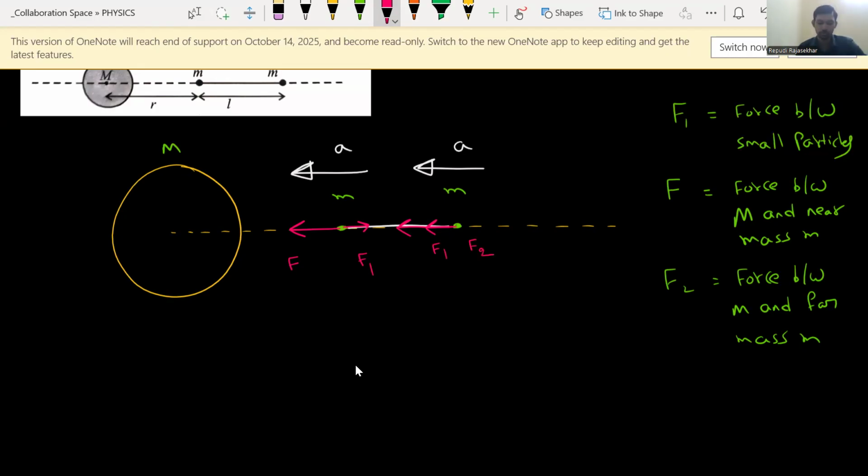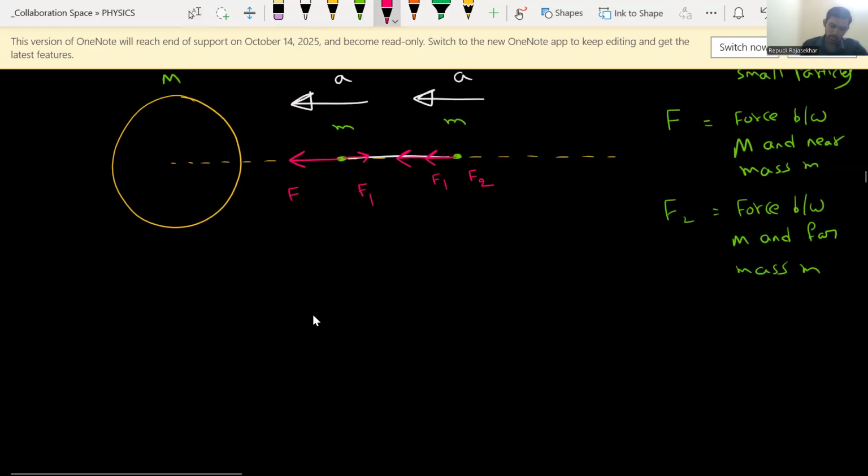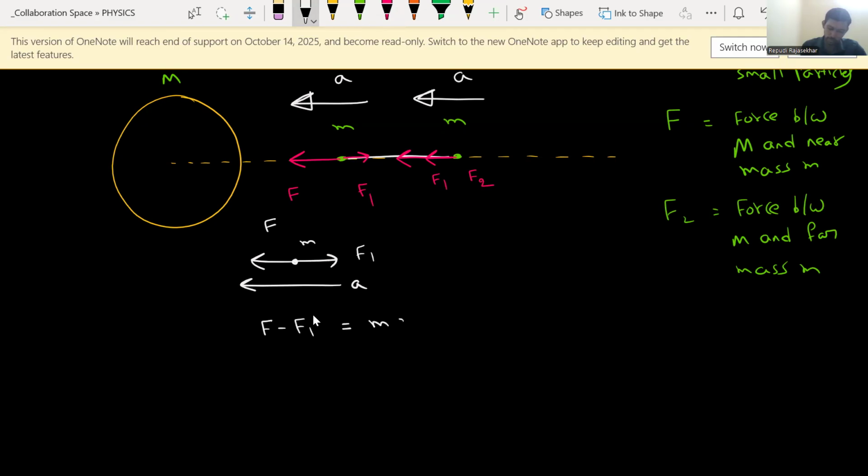Now write the equations. For the first particle, I am applying Newton's law with a free body diagram. This is the first particle. Right side is F1, left side is F. Particle mass is m. Its acceleration is a. Already you know how to write Newton's law equation. So directly you can write F minus F1, net force, equals mass into acceleration.